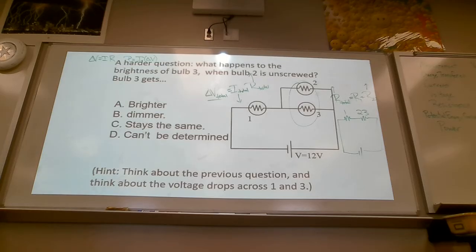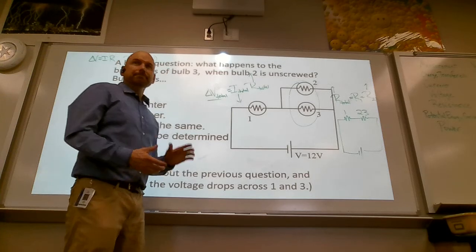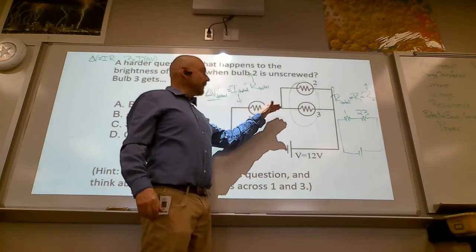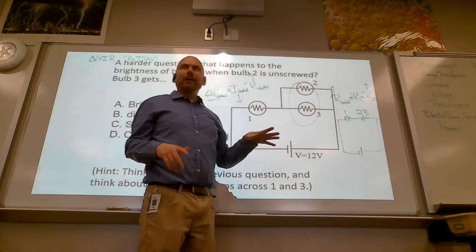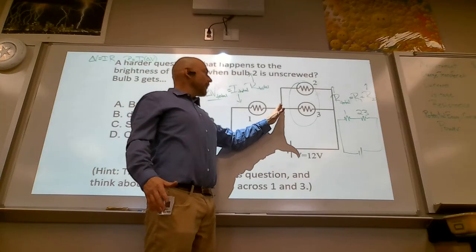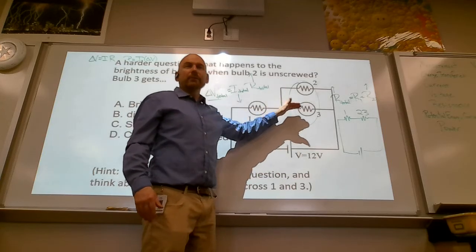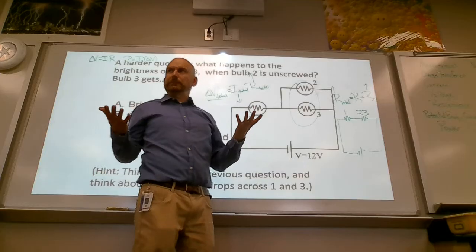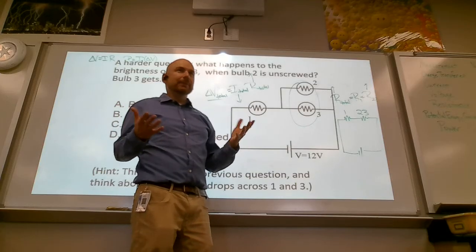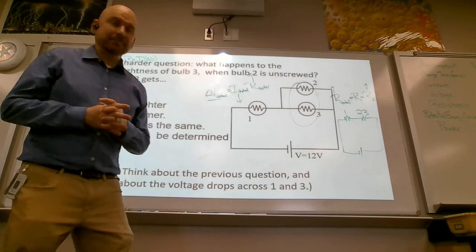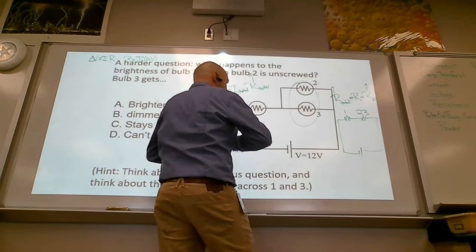So this is kind of a conundrum, because you're like, okay, the total current decreased, dimmer. Yeah, but before, current had an option. You go this way or this way. Now, all of it's going through 3. If you're like, Kirchhoff's loop rule. Okay? So I'm looking at this loop here.